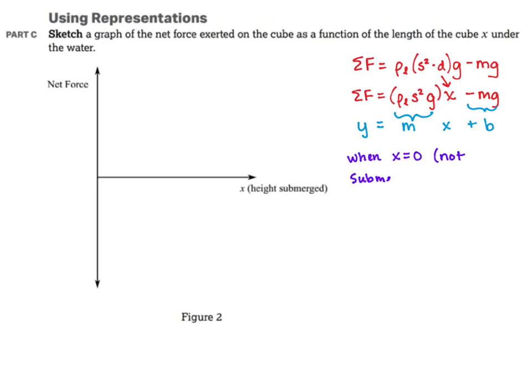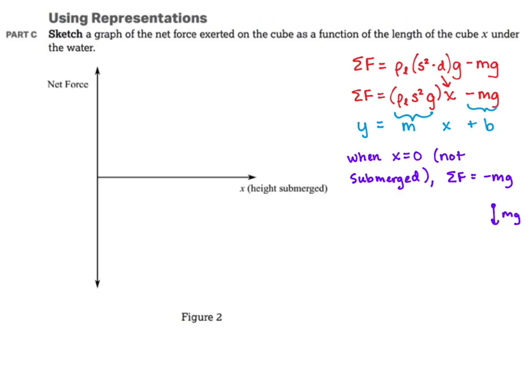So if it is just in the air and Carlos lets go, then the net force acting on the box is going to be mg downwards. So we're going to use the convention that down is negative, up is positive. So I have a y-intercept, or a net force intercept, right? When x is 0, my net force should be mg downwards.